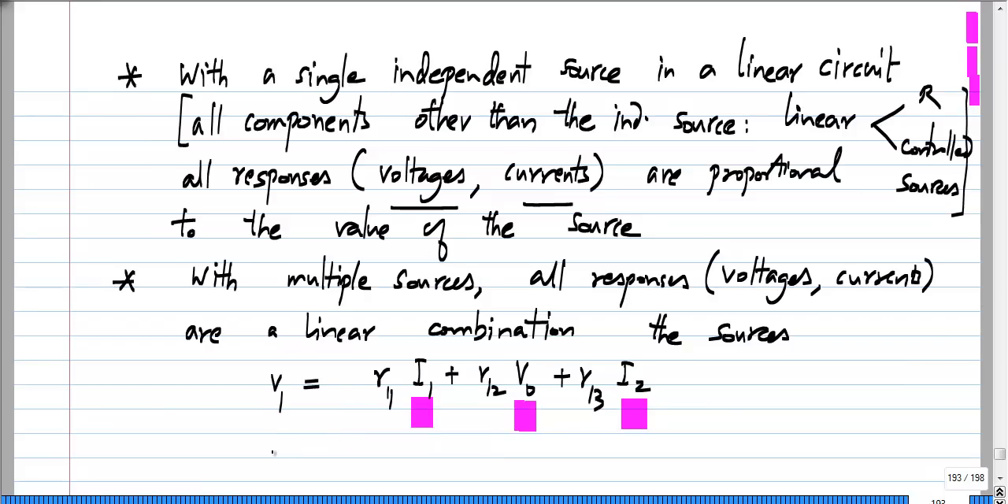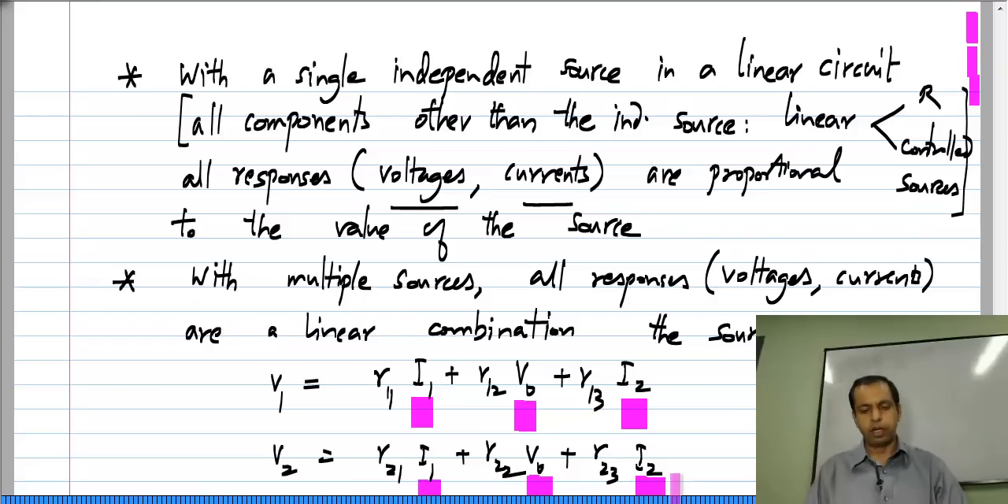If we take some other quantity, let us say the second node voltage V2, it will be R21 I1 plus R22 V0 plus R23 I2. So, it is also a linear combination of I1, V0 and I2. So, this is something again you have to keep in mind, that if you have multiple sources, every quantity in the circuit, and by quantities I mean voltages and currents, not power specifically, each one will be a linear combination of all the independent source values. So, you can use that fact also to find the solution in certain circuits in certain situations.